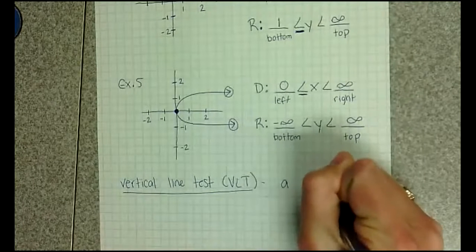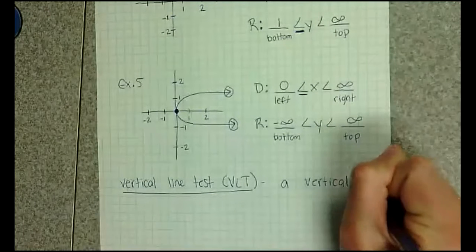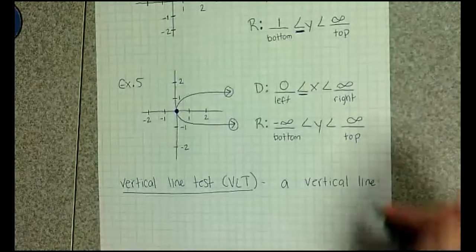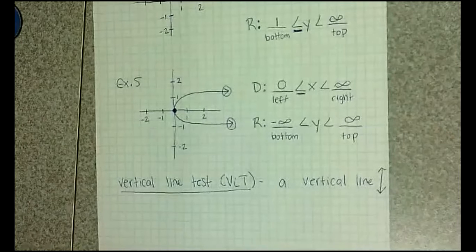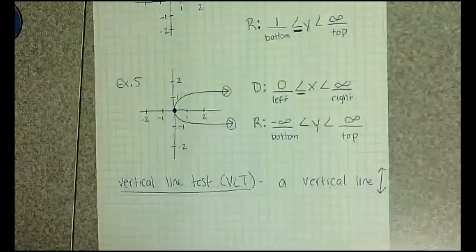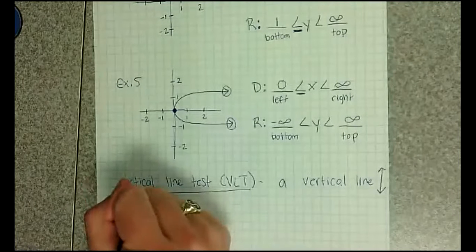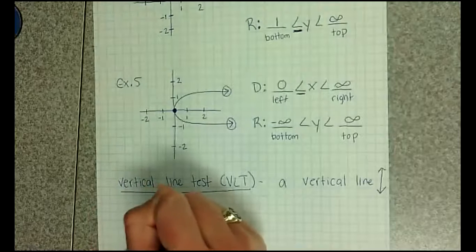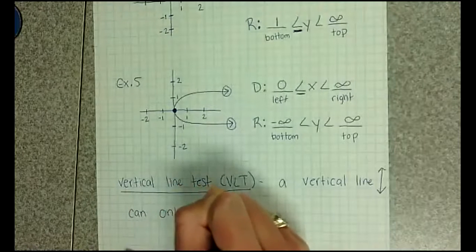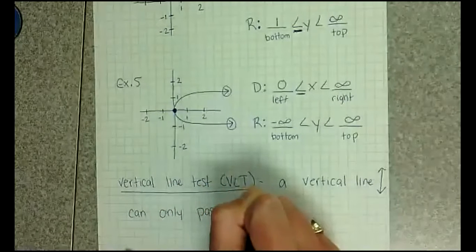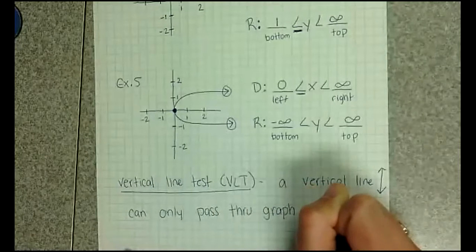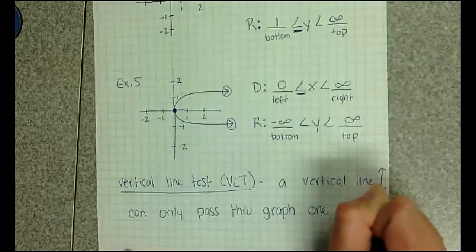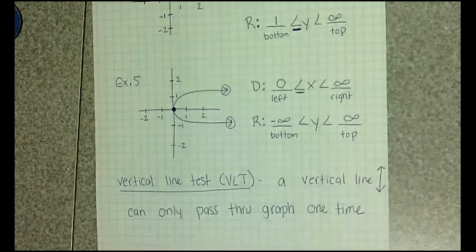A vertical line, which maybe draw a vertical line. Okay, make sure you're going up and down for me. A vertical line can only pass through the graph one time.